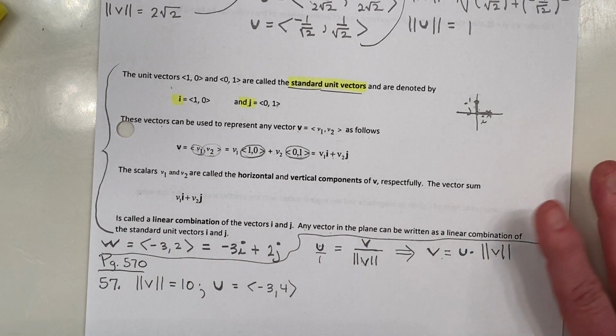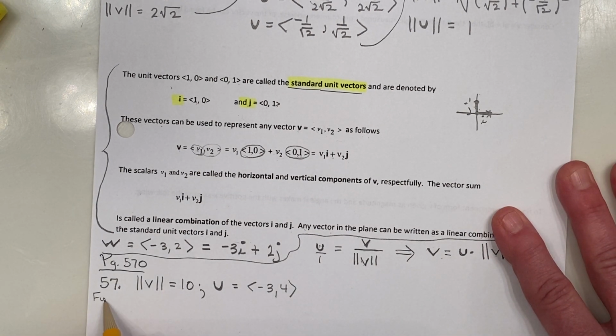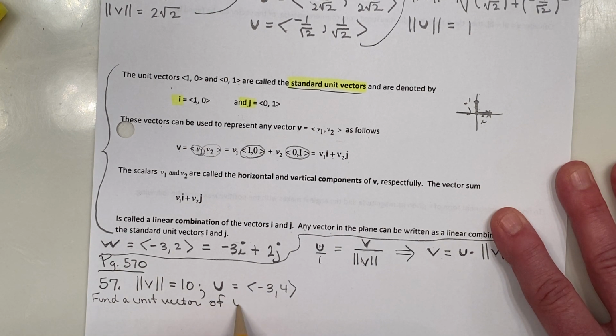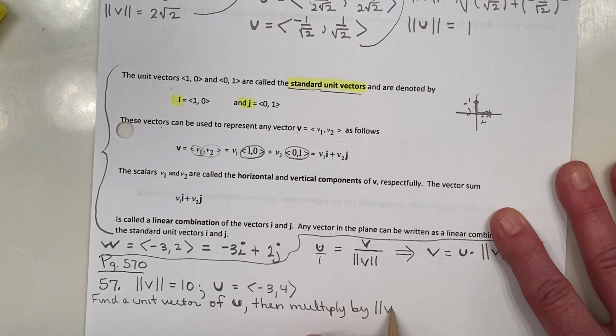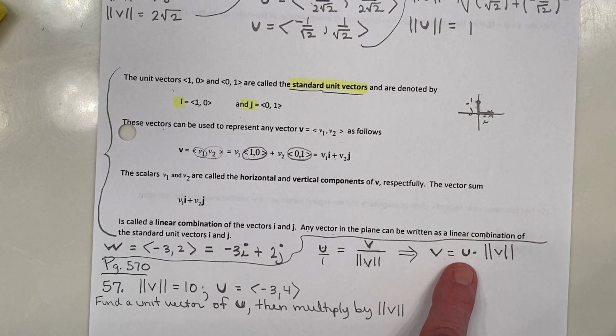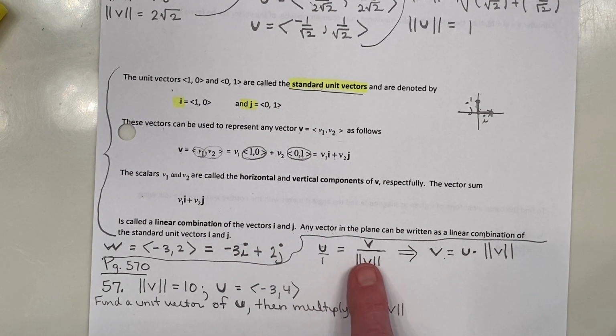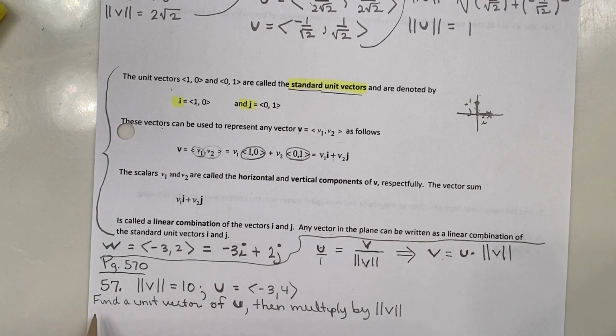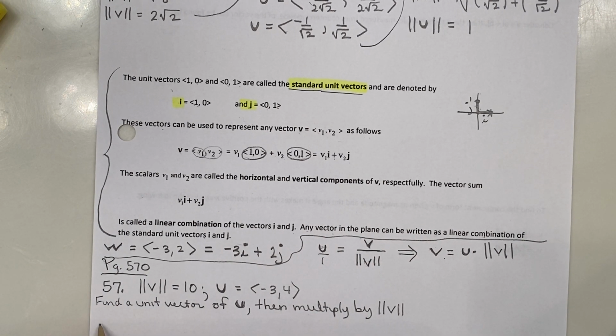Let's write a note to ourselves. Find a unit vector of u. Then multiply by the magnitude of v. So we got to find a unit vector because that's where this formula comes from. So first things first, find a unit vector.